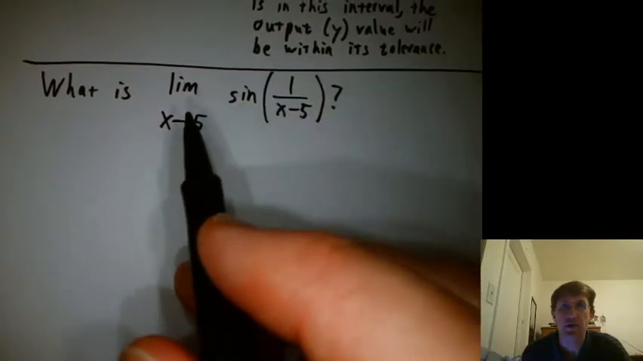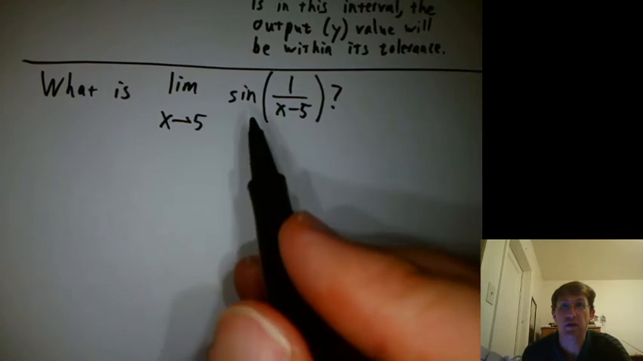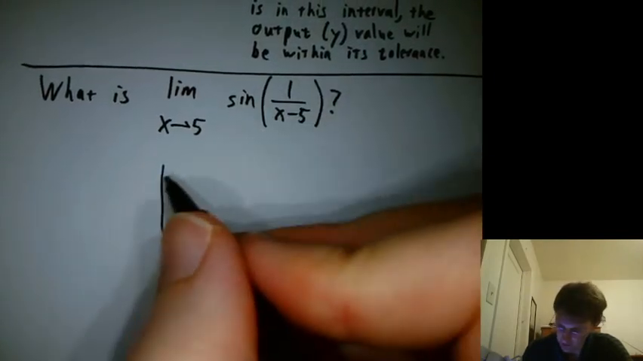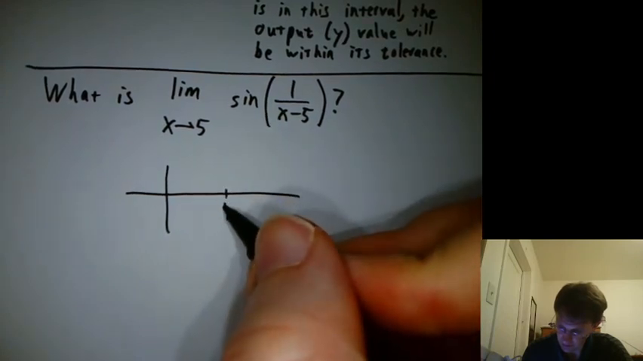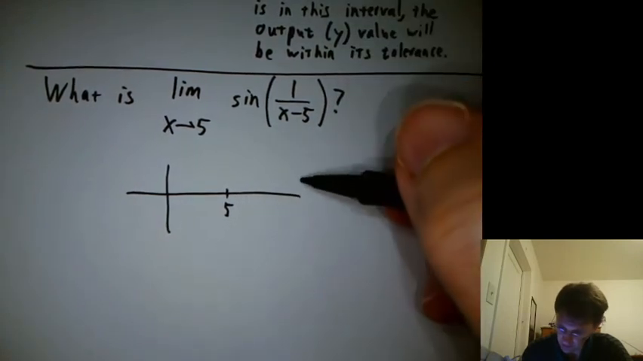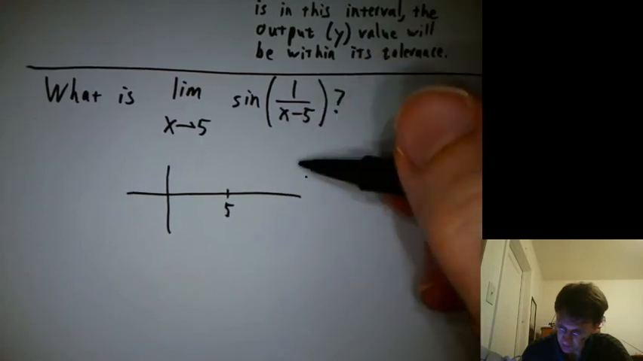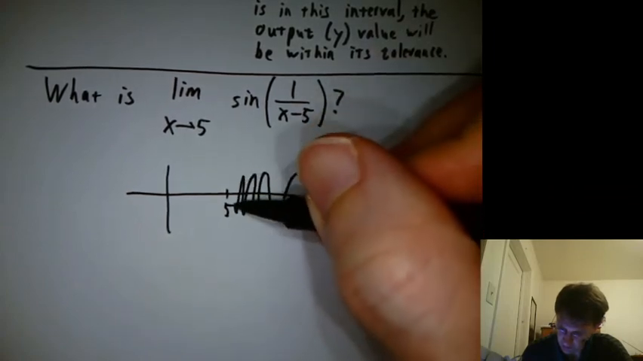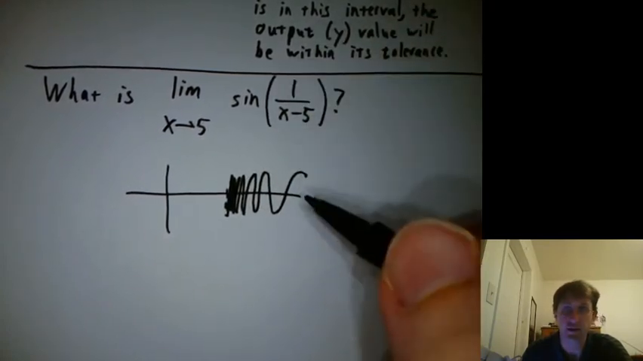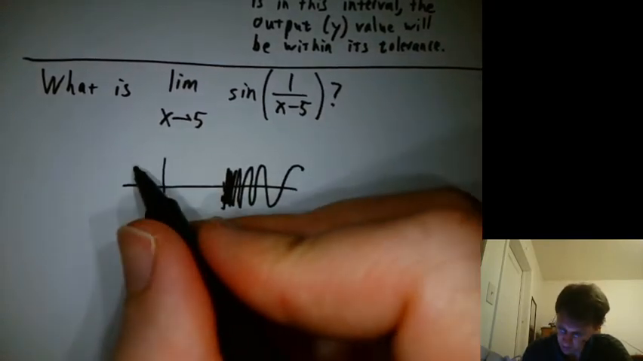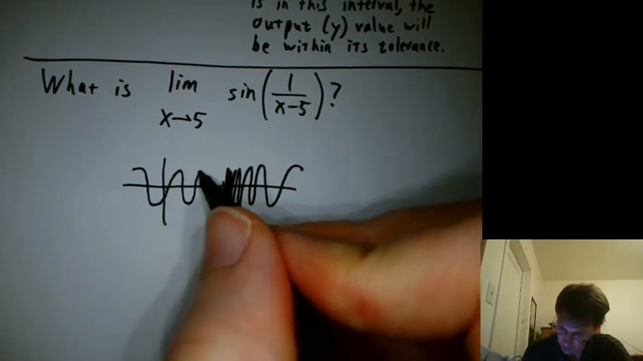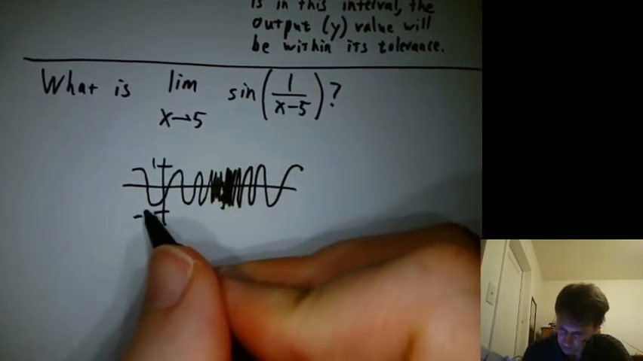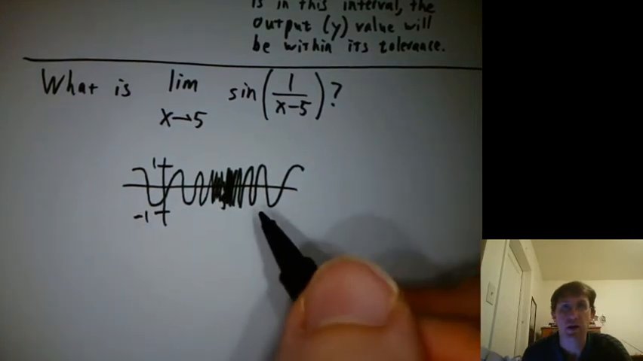So our next question, what is the limit as x goes to 5 of sine of 1 over x minus 5? It's not a bad idea to draw that. Here's 5, but we're going to lose track of it pretty quickly. Sine of 1 over x minus 5, as you come in this way, ends up oscillating faster and faster, infinitely fast as you get close to 5. And as you come in this way, it also oscillates really, really fast. And it's always between plus and minus 1.